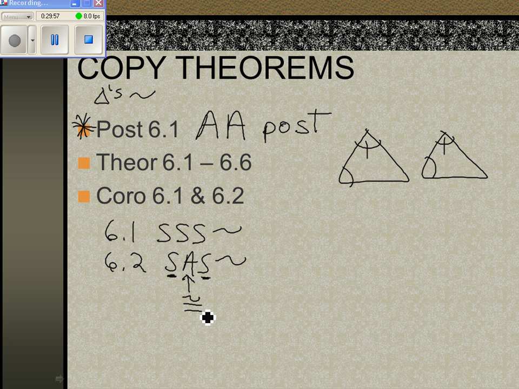What are corollaries while I'm trying to figure them out? Anybody know what a corollary is? What did I tell you about corollaries? Same as postulate. Axioms, corollaries, postulates, all basically the same thing. They're something we just take for granted to be true.